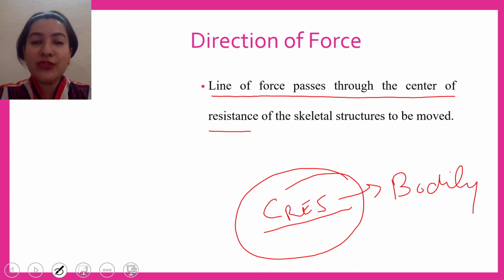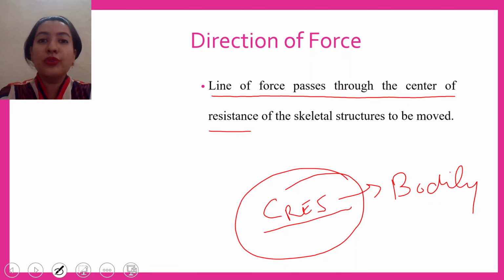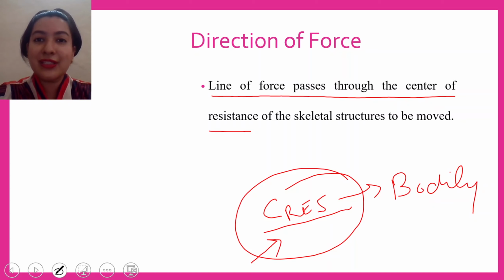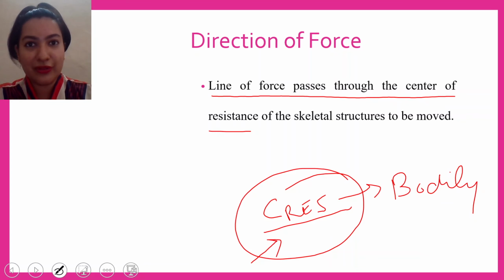Okay, same thing goes for orthopedic appliances. The force has to be applied passing through center of resistance so that the body moves as a whole. In case you do not apply the force at the center of resistance of the maxilla, the maxilla will not move bodily. It might tip upward or downward. Okay, so direction of force is a very important thing, and locating center of resistance is the first step which comes before we give or deliver an orthopedic appliance to the patient.